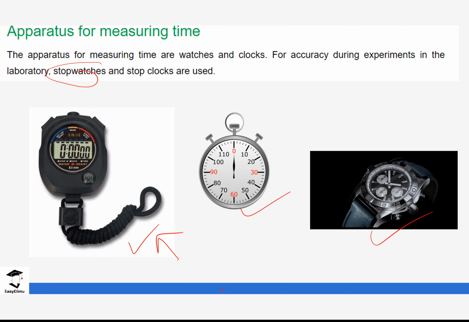So we have looked at measurement of volume, we have looked at measurement of mass, we have looked at measurement of temperature, and measuring time, which is our last. Later on, we are going to discuss more apparatus, but before we do that, let's look at a few questions in regards to what we have just discussed.